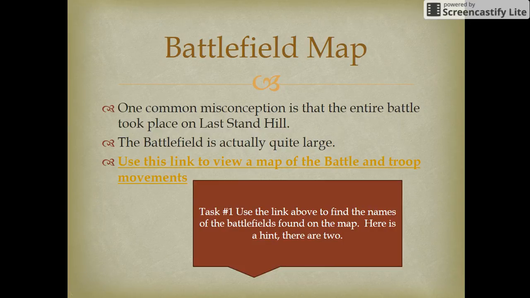Task number 1 is going to include a map. With your task, there's typically going to be some type of a link that'll take you to a video or to another web page that is linked on the PowerPoint. Task number 1 says use the link above to find the names of the battlefields found on the map. Hint, there are 2.